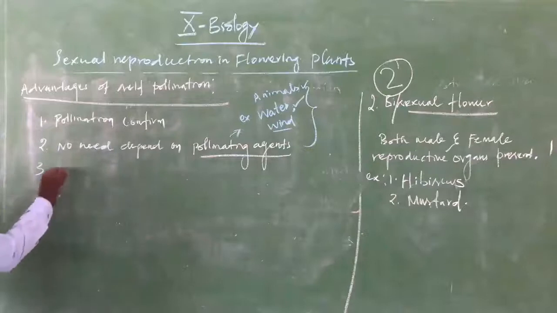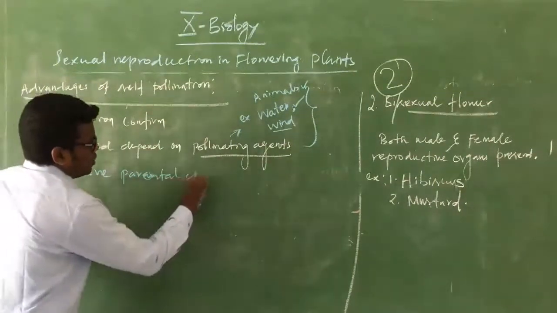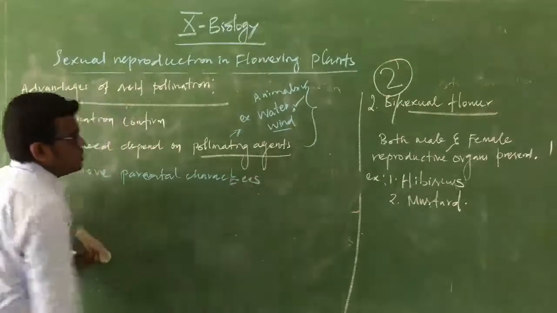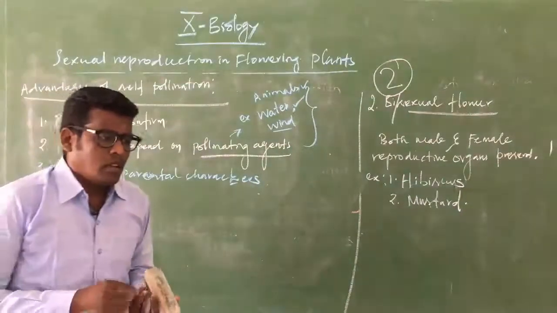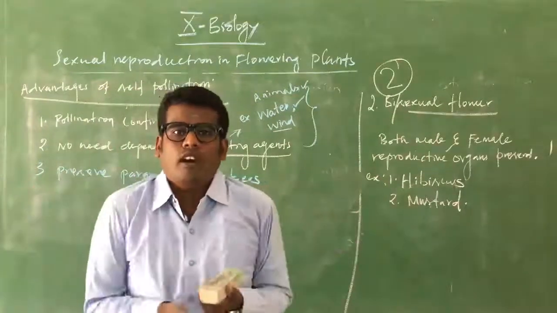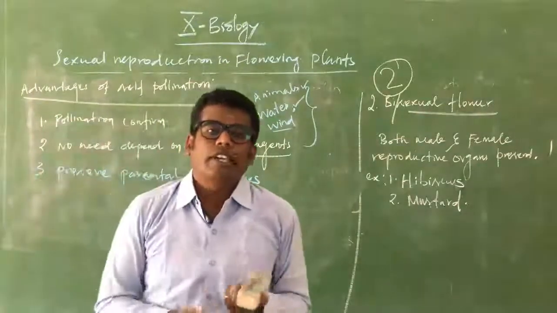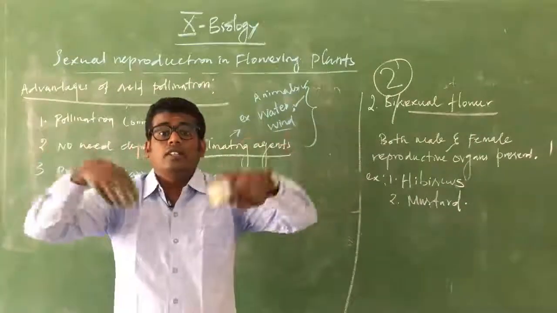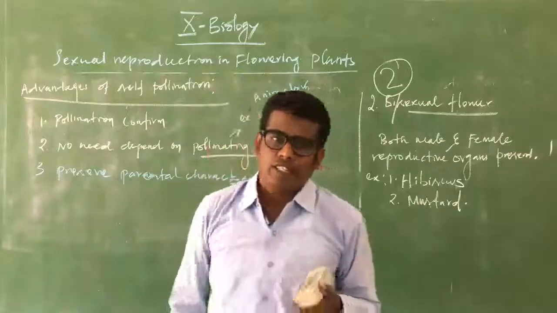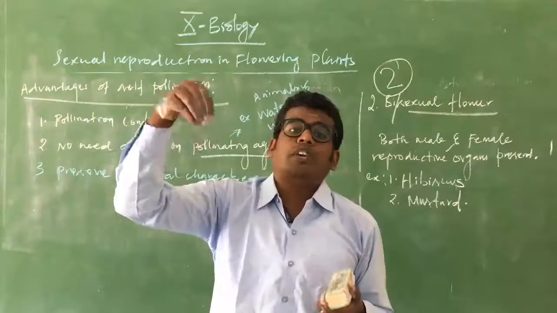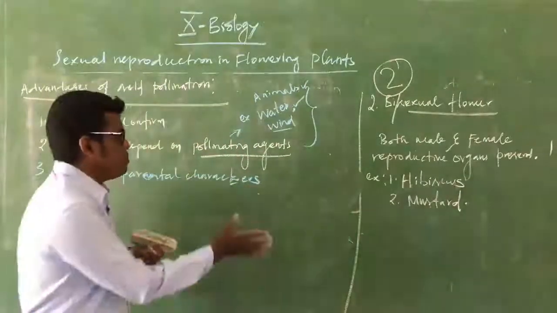And the third one is preserve parental characters. That means here the pollination occurs in the same flower, so what will happen? The offspring will have the same characters, because the pollination occurs in the same flower and the parents are similar. It produces offspring with the same characters which the parent has, so that the parental characters are preserved.